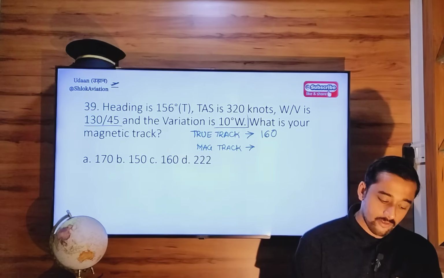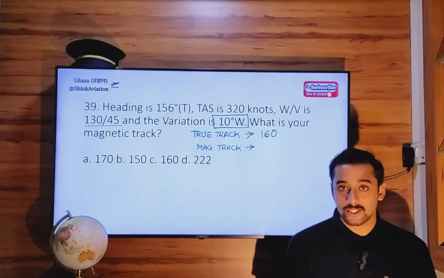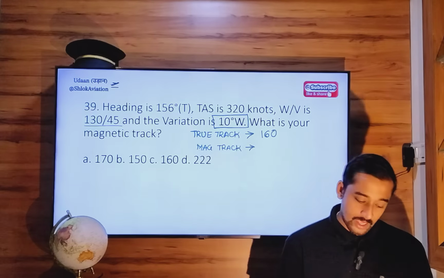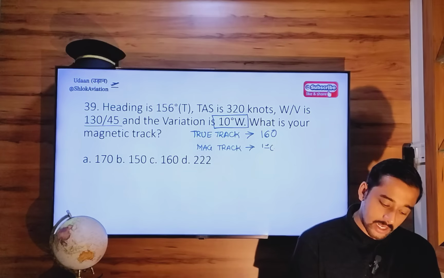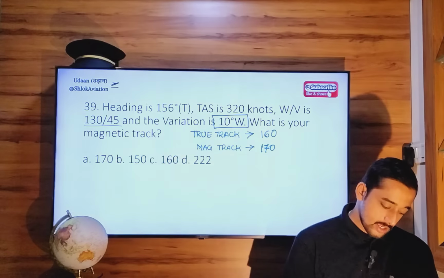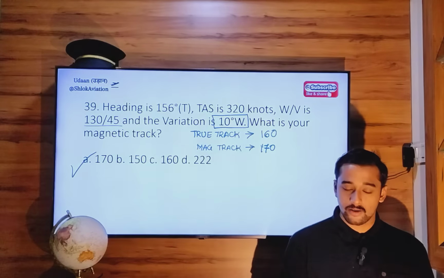Variation is 10 degree west. Variation west, magnetic west, meaning magnetic more than true. So magnetic will be 160 plus 10, 170. So the correct option will be option Alpha.